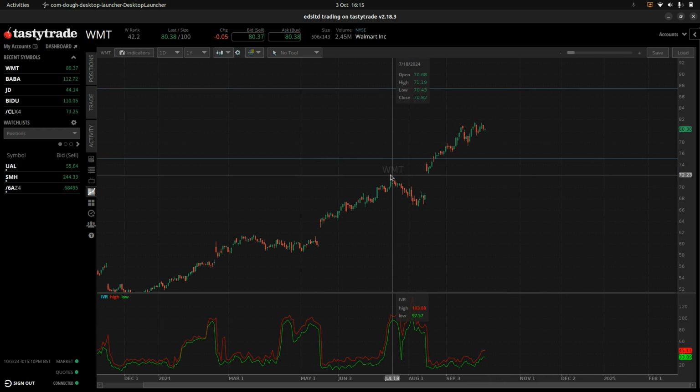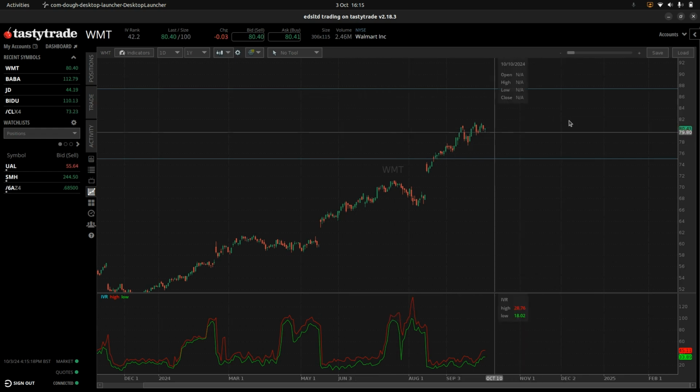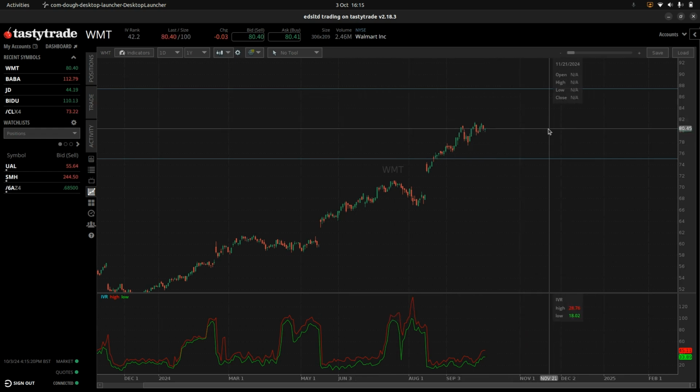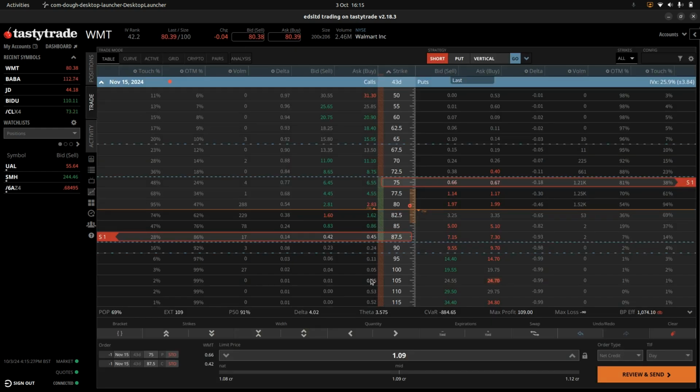And what do we want to happen in this scenario? So we would want Walmart, or the price of Walmart, to be within this range at expiration, which is 43 days from now. And if that happens, then we keep 100% of the premium that we collect up front.